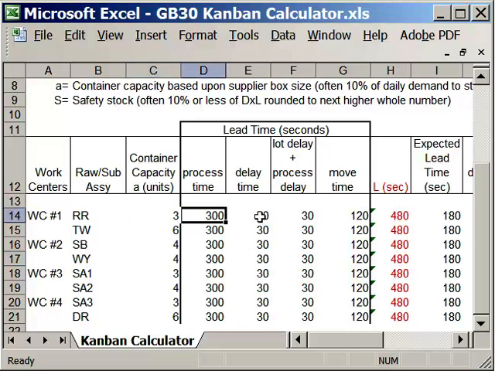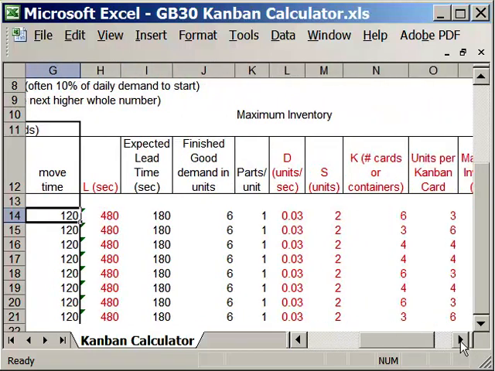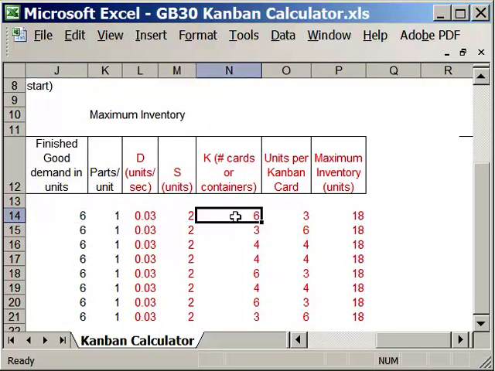These are the lead times that are associated with the current state of the sailboat company before any improvement activities took place. The expected delivery time was 180 seconds for an order, and an average order quantity was 6 units, and there's 1 part per unit. We then calculate our D, our takt time, our safety stock, the number of Kanban cards that should be in the system, the units per Kanban card, and the amount of inventory.